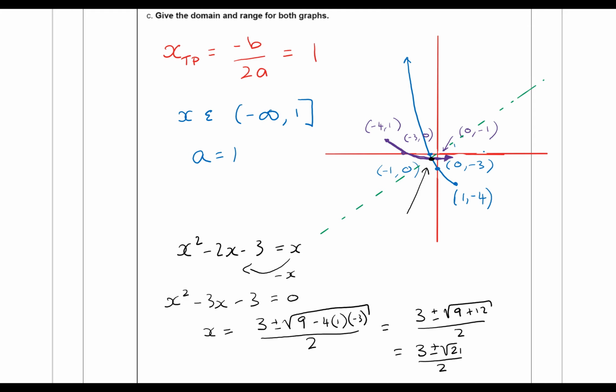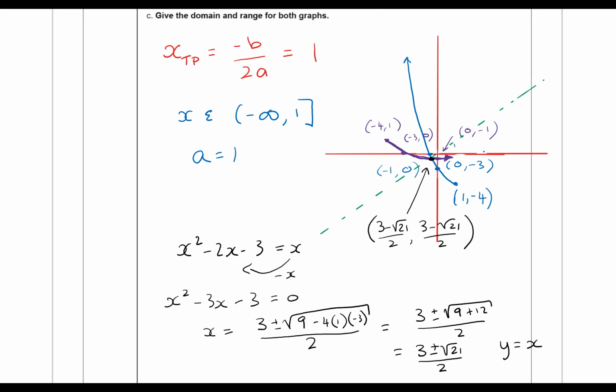Now, because I can see that it's down the bottom, I'm going to take the negative here. And the point of intersection is 3 minus root 21 on 2. The y value is going to be the same. This will always be true because it needs to also be on the line y equals x. So you're always going to get a repeat for this point of intersection.